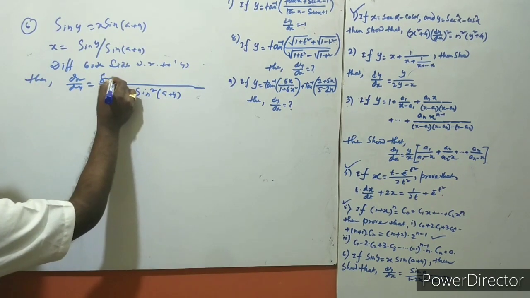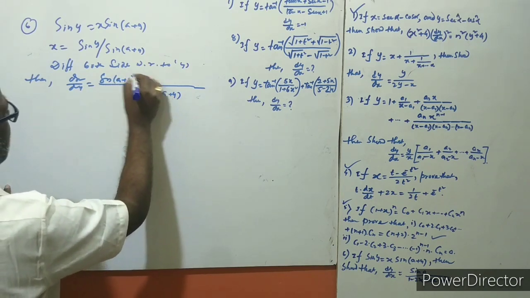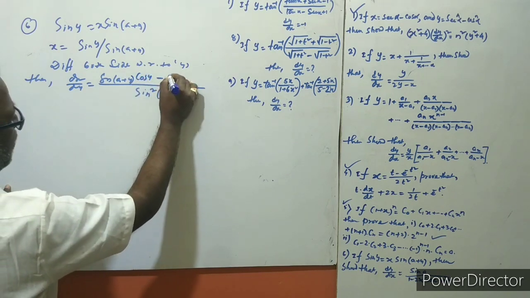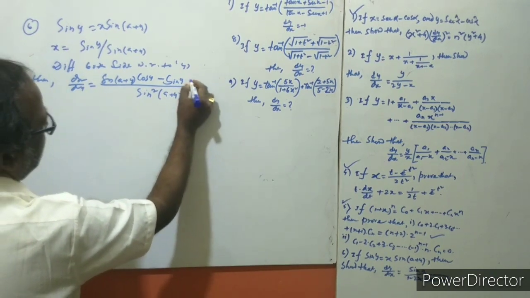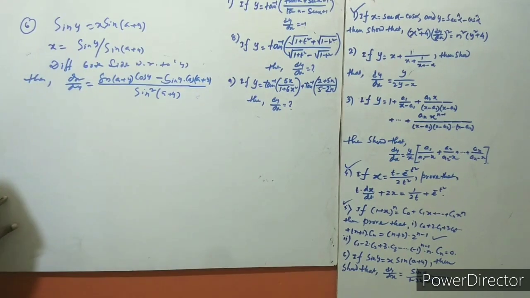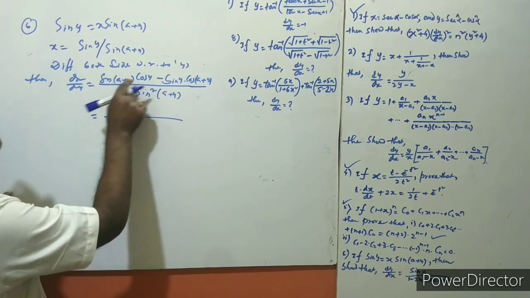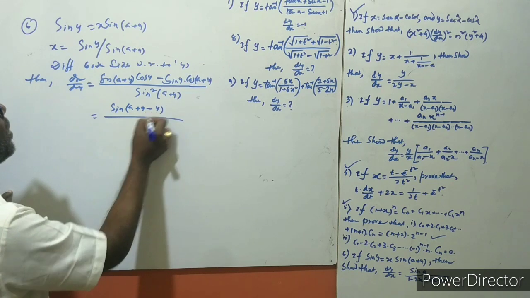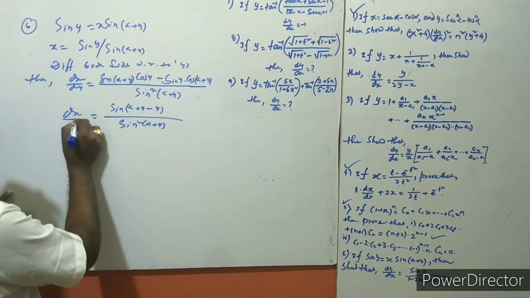So sin of (a plus y), and the derivative of sin y with respect to y is cos y. Again sin y, differentiate this with respect to y, you can write cos of (a plus y) with respect to y, and dy by dy is 1. Now this is sin a cos b minus cos a sin b, so you can write (a plus y) minus y, and this is sin square (a plus y), so this is dx by dy.